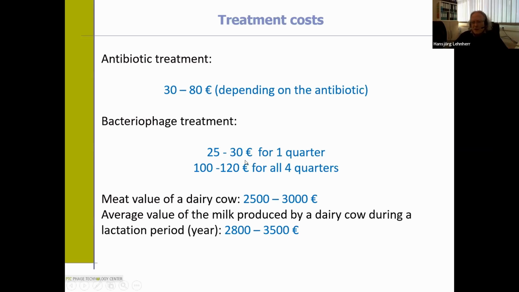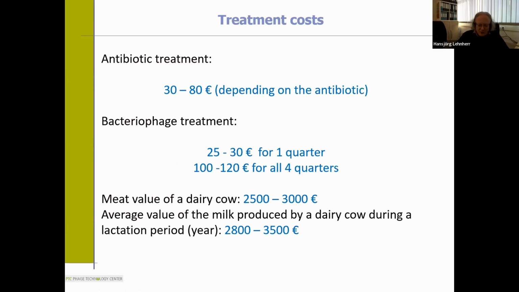Now, would that make sense for a farmer? The meat value of a dairy cow is about 2,500 to 3,000 euro. And the potential of a healthy dairy cow producing milk in 1 lactation period is another 2,800 to 3,500 euro. So the investment to cure a cow of this sum would actually make sense.